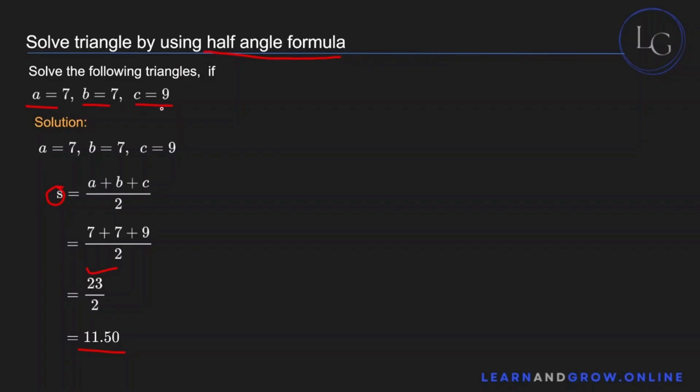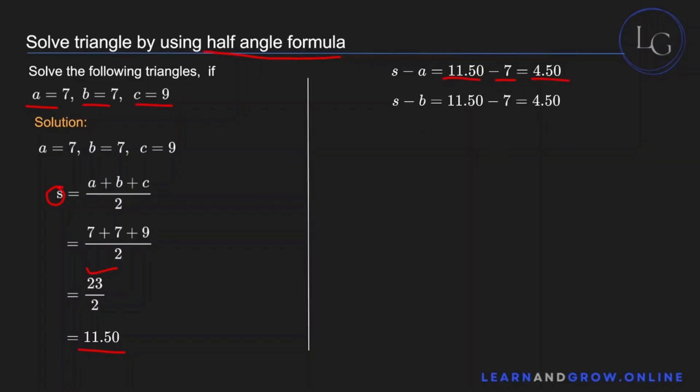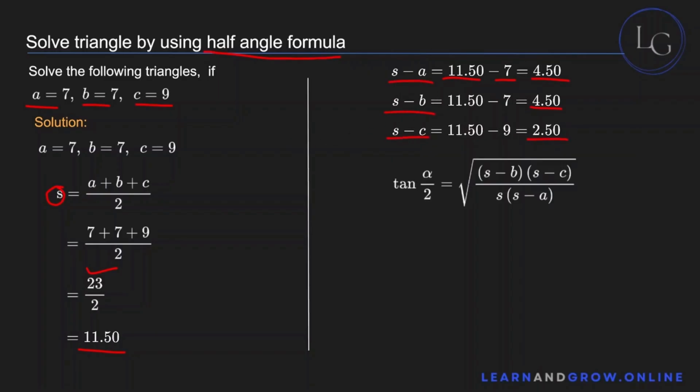By the way, by looking at this, you can see that it's not an equilateral triangle, it's an isosceles triangle, because it has two equal sides, right? And two equal sides mean two equal angles as well. So let's see. It says that S minus A is equal to 11.5 minus 7, obviously because A is 7. So that gives you 4.5. So you have S minus A. S minus B is also 4.5 because B is also equal to 7. S minus C is 11.5 minus 9, so 2.5. So now you have these three values, S minus A, S minus B, and S minus C.